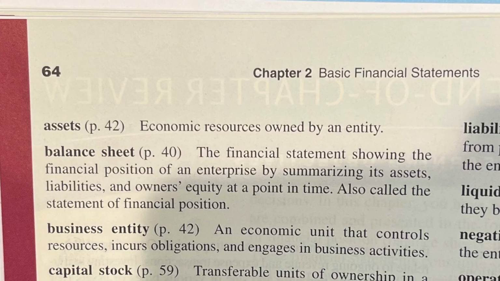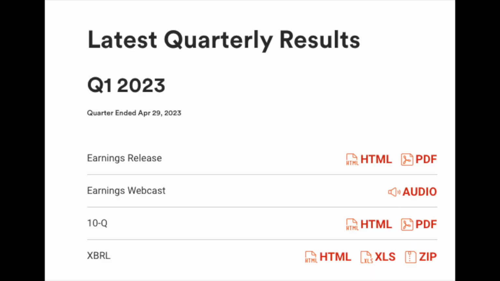Grab your flashcards, grab your pen, and write down the textbook definition of assets. Now, as you can see, the textbook definition of assets is economic resources owned by an entity. So what does that mean? What the company owns.